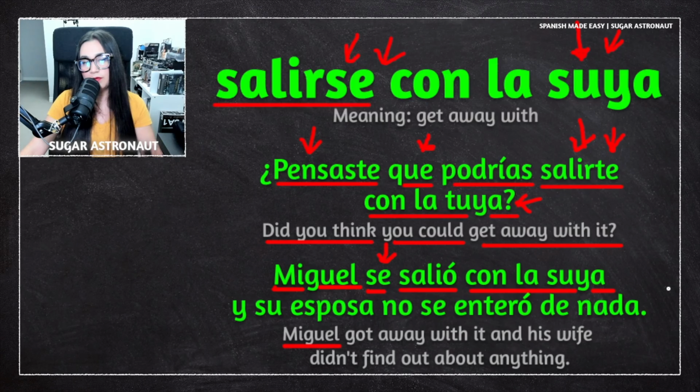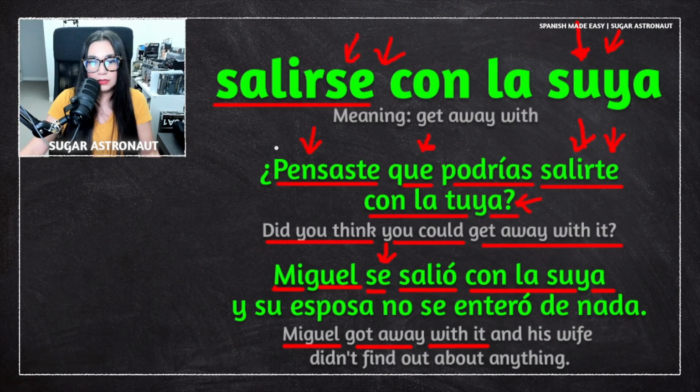It doesn't matter if Miguel is male or female. We're not talking about genders here. We're just talking about the situation. So that's why we say suya. Suya stays like that, okay? Not suyo, not plural, not masculine. Suya is suya. Miguel se salió con la suya. Miguel got away with it, whatever that is.